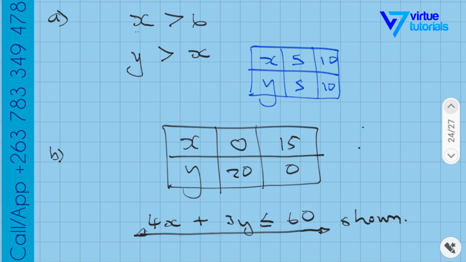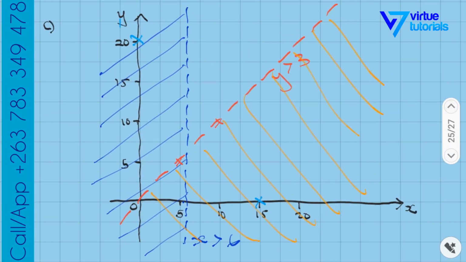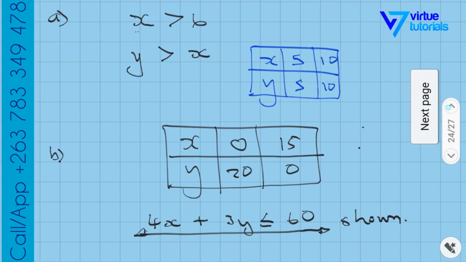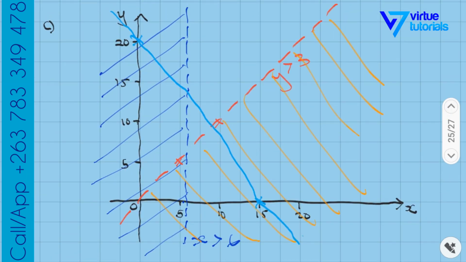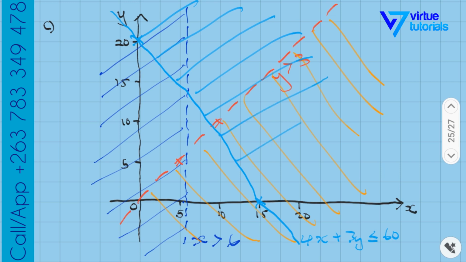And then less than or equal to, so it's a solid line. So I draw a straight solid line, okay? So that's going to be 4x plus 3y is less than or equal to 60, right? So less than means I shade below, right? Once I shade, we've got our little space in here. That's our region, right, that we're looking for.